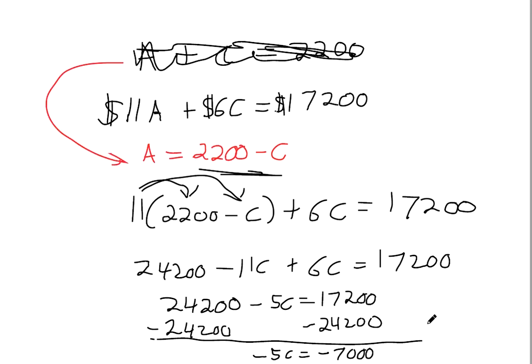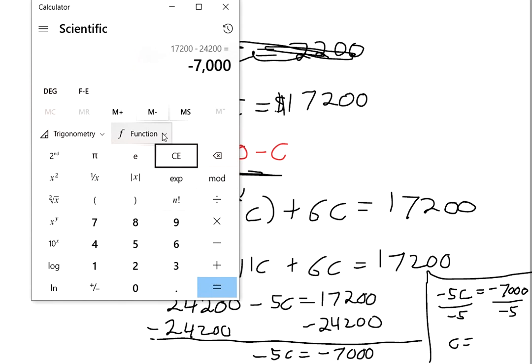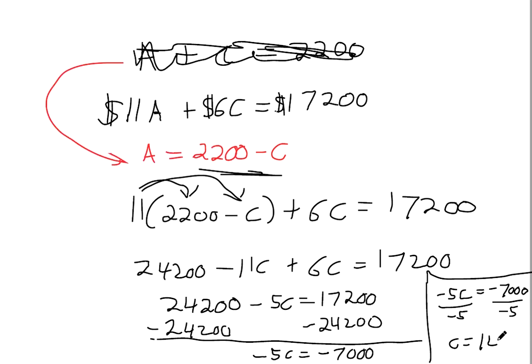So the last step is to get C by itself. Well, that's been the whole steps all along, right? I think I'm just saying things that math teachers say for no reason here. The last step to get C by itself is to divide negative 5 from both sides. So I got negative 7,000 divided by negative 5. Negative divided by negative makes a positive. So there's 1,400 child tickets.